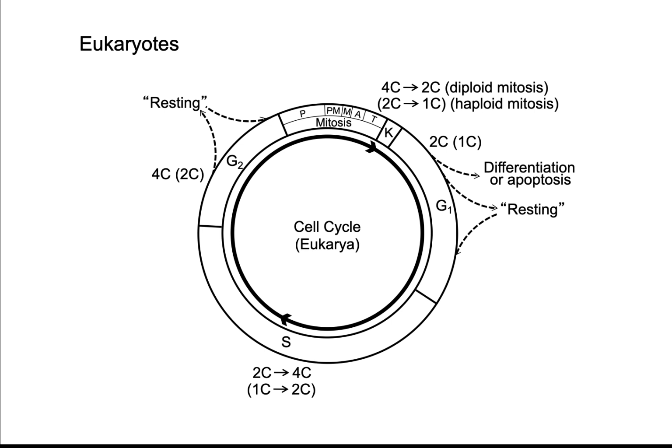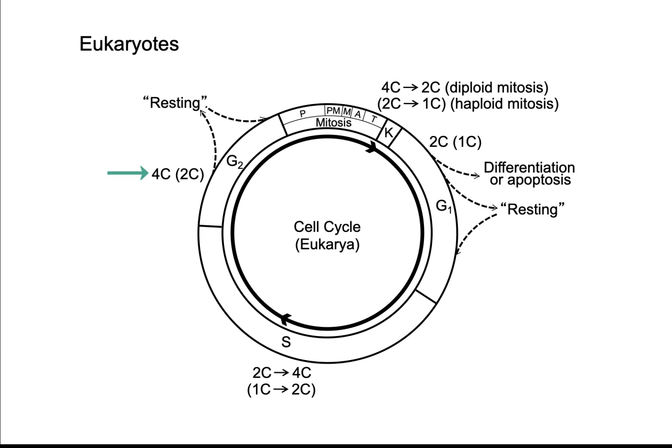So if we start in G1 with a diploid cell 2C, that's a normal condition for most large organisms like humans and trees and things like that. They have a resting part that they're not actually resting in most cases. Or there can be differentiation or apoptosis, cell death. But if we continue around G1, go into the S phase, then you have the nucleus going from a diploid to a tetraploid stage. So you have 4 times the amount of DNA as a haploid.